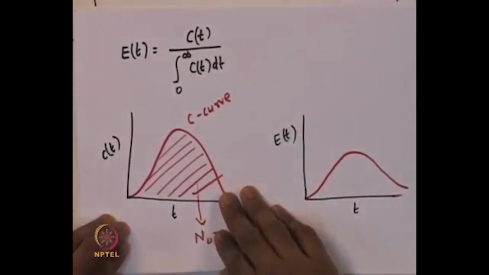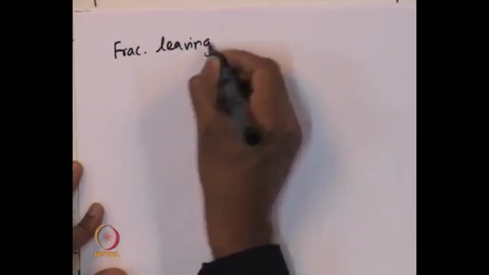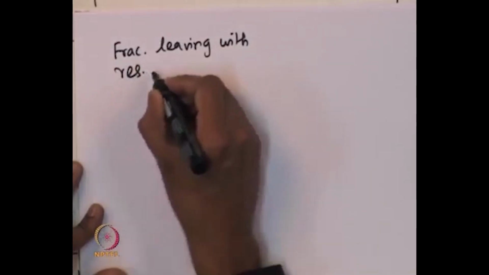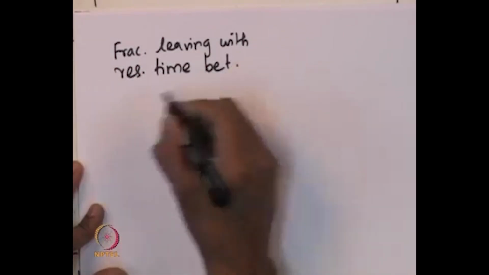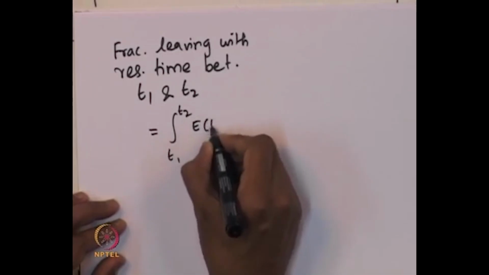So, now from this we can actually find out what is the fraction of material that is leaving the reactor with a specified residence time, a specified range of residence time. Suppose I want to know what is the fraction of material leaving with residence time between T1 and T2. So, I want to know what is the fraction of the material which has been fed into the reactor and that has spent a time that is between T1 and T2. That fraction is essentially given by the integral from T1 to T2 of E of t dt.